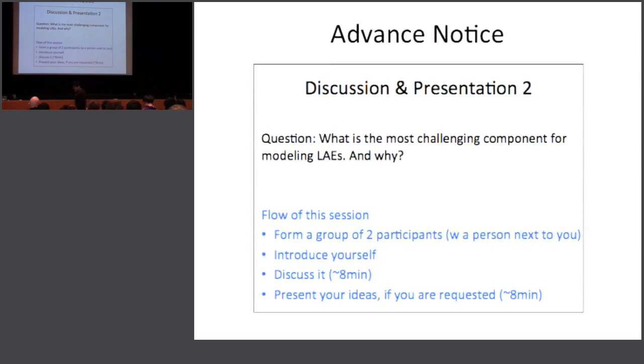And here is another advance notice. I show the question I will ask later. The question is, what is the most challenging component for modeling Lyman-alpha emitters? Especially for theorists, my talk may be nothing new. So please think about what is the most challenging and important thing for modeling Lyman-alpha emitters. It is very, very difficult, I think. Okay, having this, let's go through the contents.